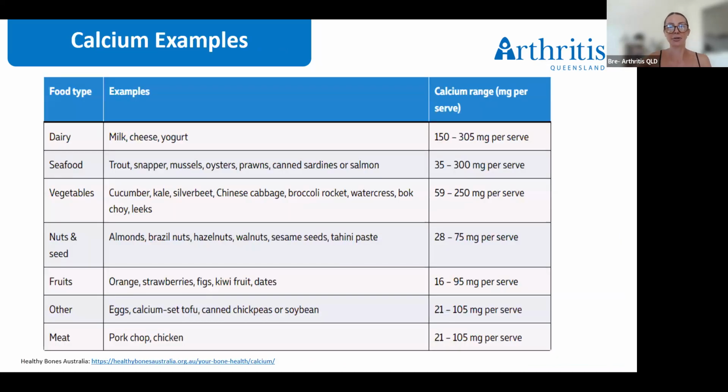So here are some other food examples and their calcium content. As you can see, dairy foods are the richest source of calcium with up to 305 milligrams per serve. That's followed by seafood, so your canned sardines and salmon, which also have a lot of calcium per serve. Your leafy green vegetables are also rich in calcium with up to 250 milligrams per serve. Then that's followed by your eggs, tofu, canned and tinned beans, as well as some other meat options, which can have up to 105 milligrams per serve.